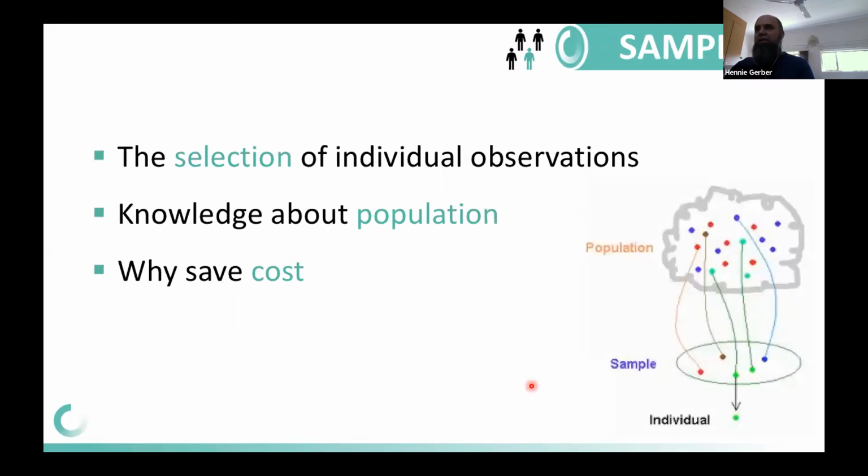Sampling is selecting individual observations from a population. We want to get knowledge of the population. We want to save cost.